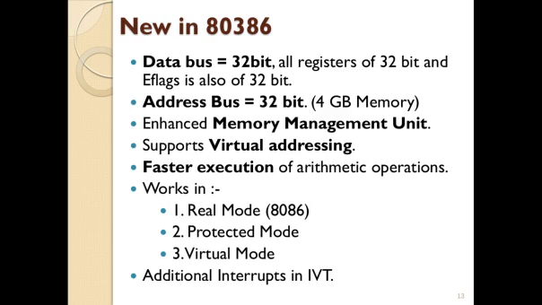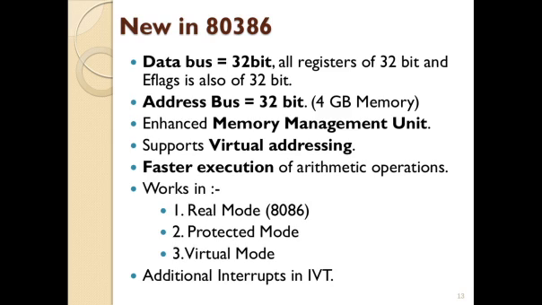Then we have an advanced memory management unit in 386. So we can access a larger amount of memory. The memory access is done in a faster way due to the large access area. It supports virtual addressing, so virtual memory can be used, as well as we can have virtual 8086 mode. It is faster in execution for arithmetic operations, so mathematical operations can be executed faster, as some additional instructions are introduced in 386.